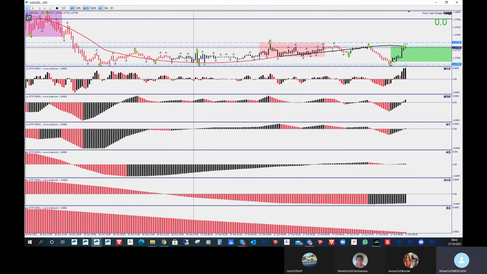Okay, it seems that pound dollar made the low of the session and the low of the day, and now it's looking to make the high of the day and the high of the session.